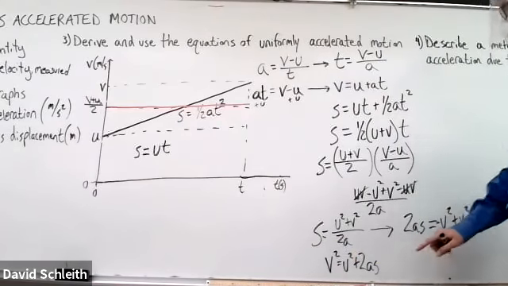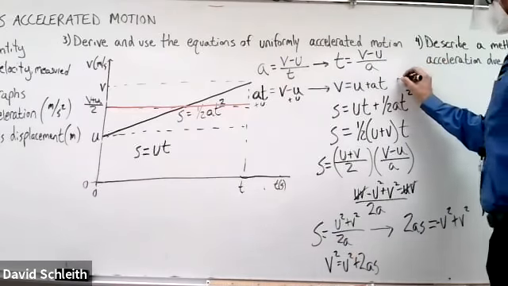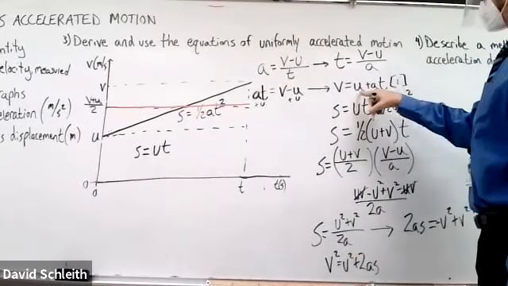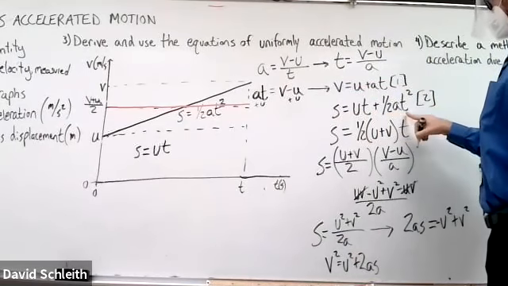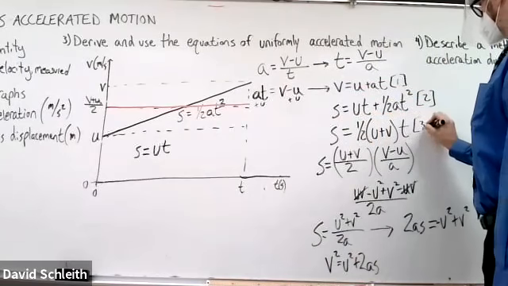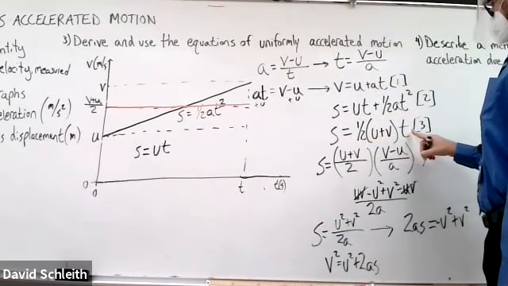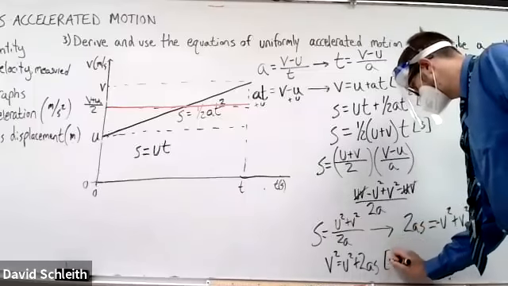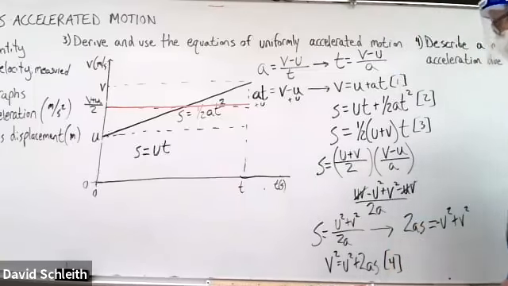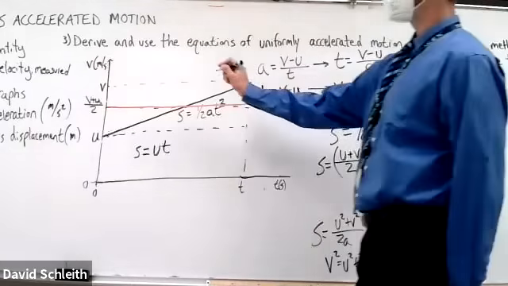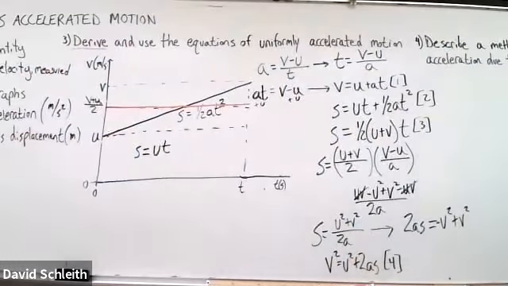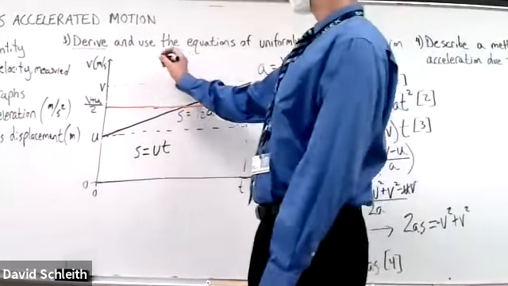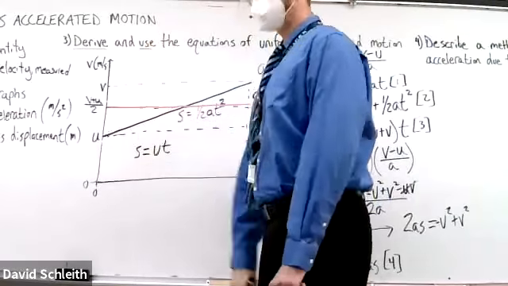typically call equation 4. So we have equation 1, v equals u plus at. Equation 2, s equals ut plus 1/2 at squared. Equation 3, s equals 1/2 (u plus v)t. And then equation 4, v squared equals u squared plus 2as. That's just this part of it, deriving the equations of uniformly accelerated motion. Once you've got them derived, now we can use them.